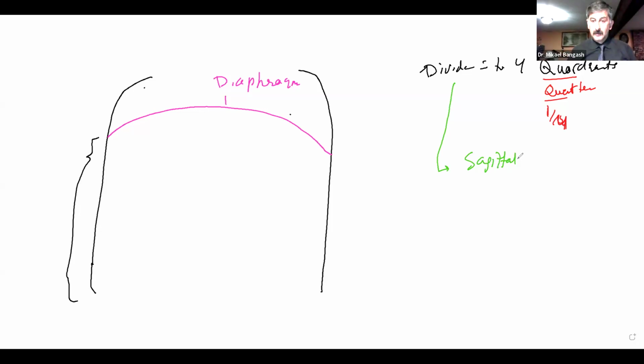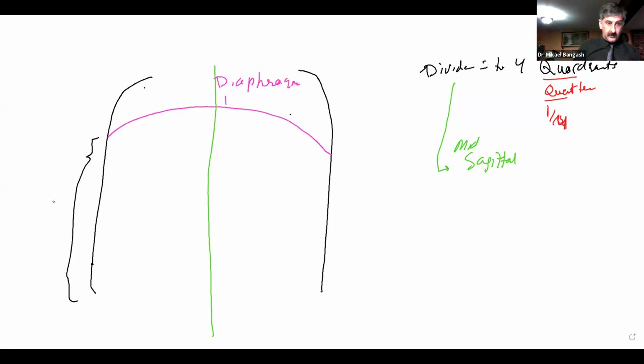One line is going to be sagittal, or to be more accurate, it's going to be along the mid-sagittal line, which will go like this. So the sagittal line that runs right in the middle is what you will call the mid-sagittal line.